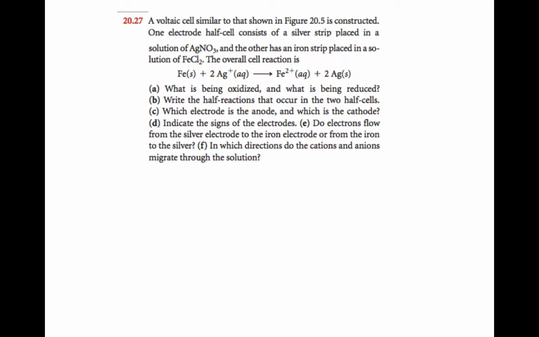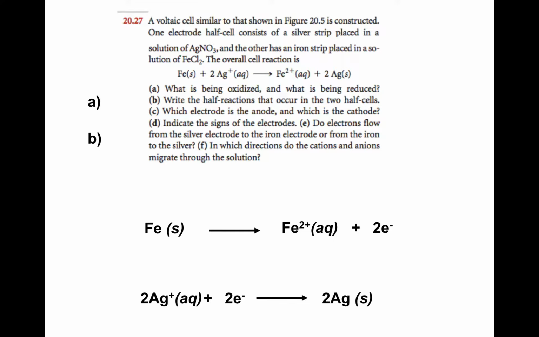A. What is being oxidized? What is being reduced? Okay. You take electrons off a silver plus, you make a strong oxidizing agent. So silver plus is taking the electrons away from the iron. The iron is being oxidized. The silver plus is being reduced.